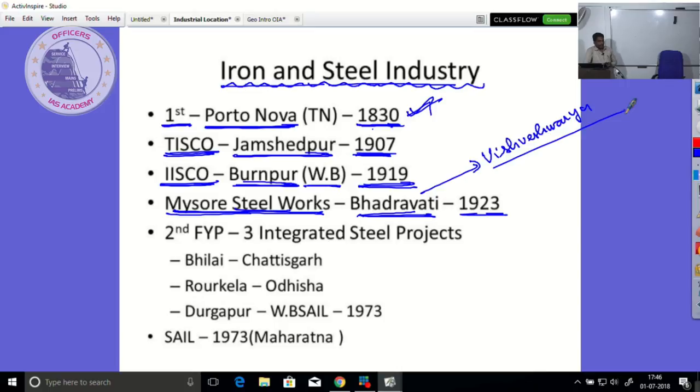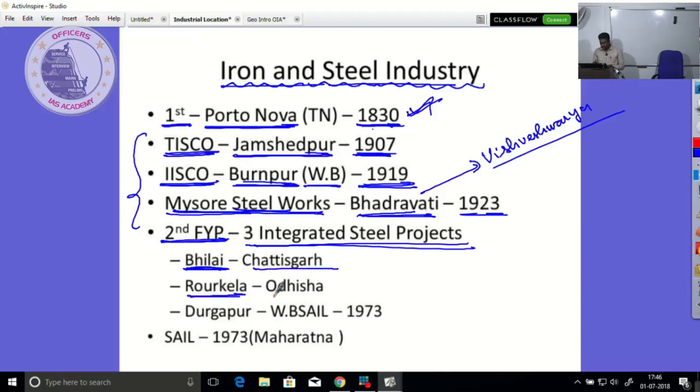These are some of the heavy industries or iron and steel industries which were set up in India pre-independence. Now, when I talk about post-independence, at least three major projects came in. Three integrated steel projects came in, in three different states. Almost everything was out of the second five-year plan. One, it came in Bhilai, Chhattisgarh. Rourkela, Orissa, and Durgapur, West Bengal.